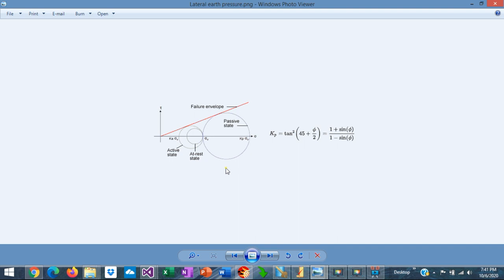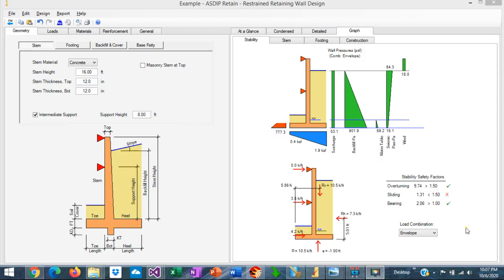So one important difference in the design of retaining walls is that when it's cantilever, we can use the active pressure. But when it's top restrained, we need to use the at rest pressure instead. I have prepared an example to show how easy it is to design a retaining wall in ASDIP RETAIN.